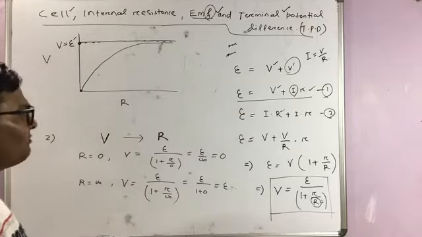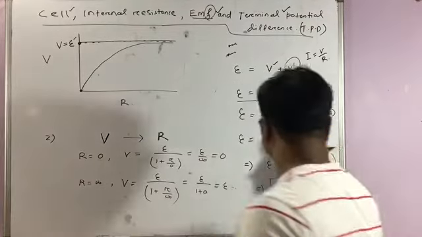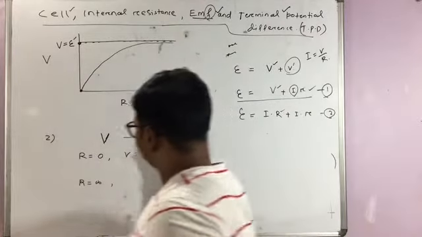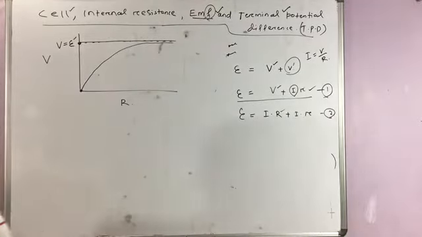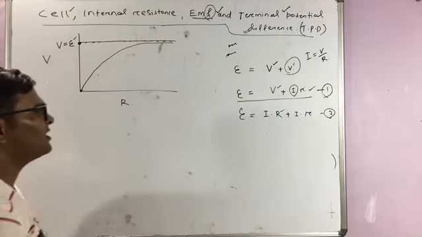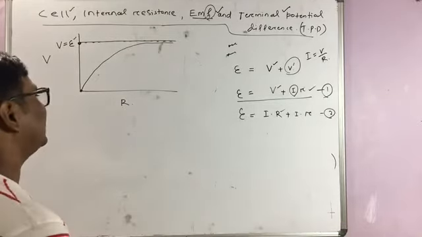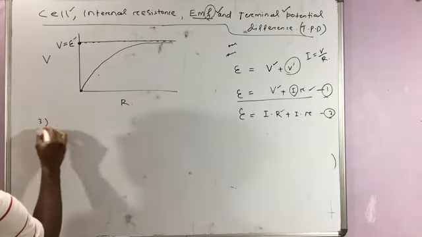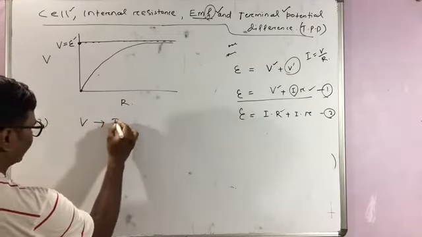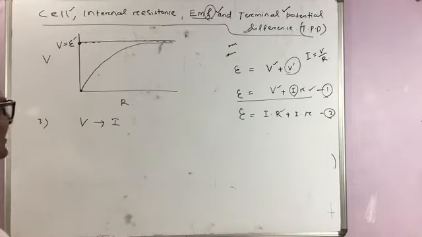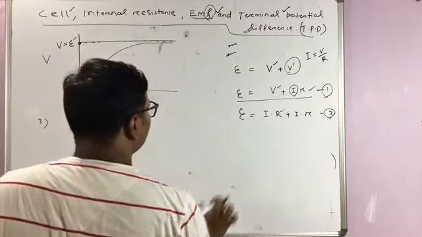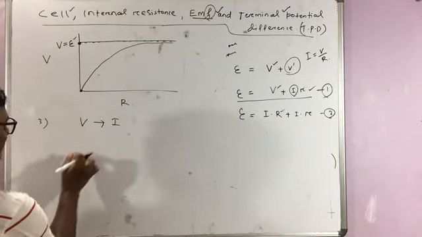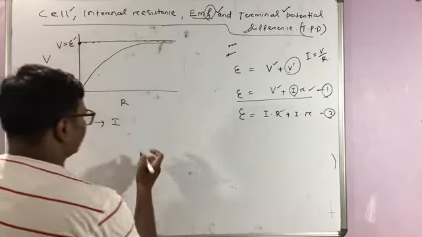And another graph you need to plot is between your V and I, the terminal potential difference with the current. Again, the third graph is V versus I. You need to plot that graph. So from this equation 1, you see there are two variables, so we need to arrange our equations in that way.